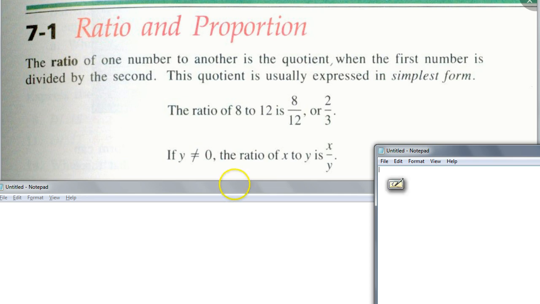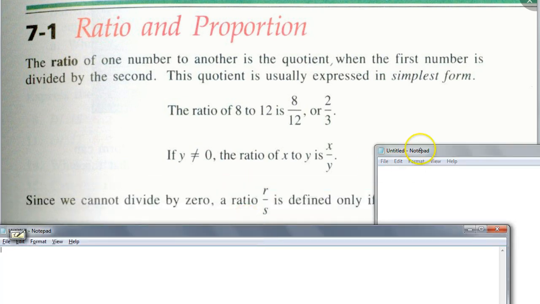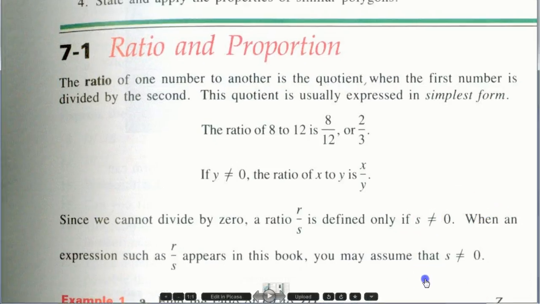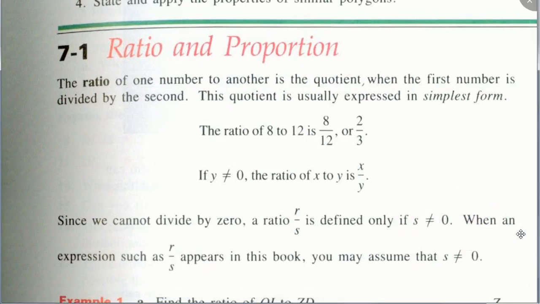Undefined, right? So when you have ratios, somebody read this for us. Since we cannot divide, you don't have to write this part. Yeah, go ahead. Since we cannot divide by 0, a ratio r over s is defined only if s is not equal to 0. Good, it makes sense, right? You have s not equal to 0. Now, this is important. Read this part too. Go ahead, Brianna. When an expression such as r over s appears in this book, you may assume that s is not equal to 0.